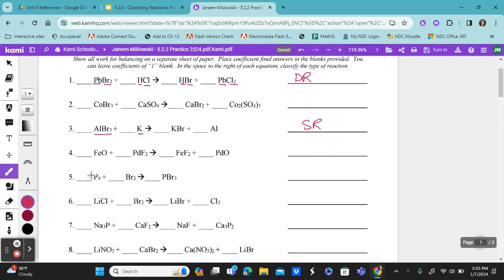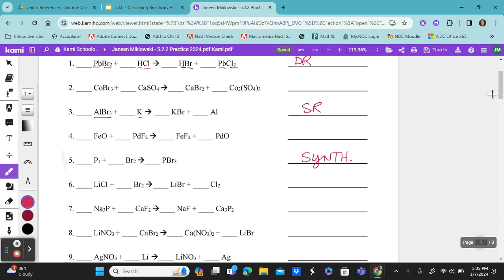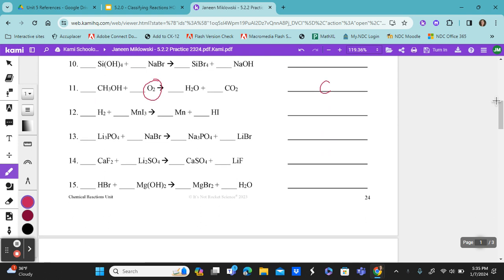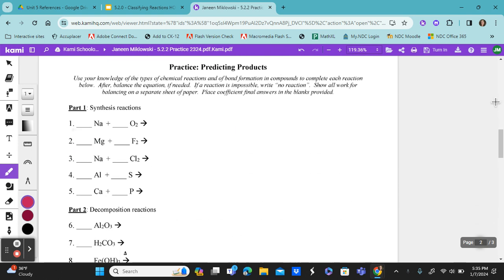And then here's an example, number 5, of a synthesis, because you're taking two things and making it into one. I don't think there's any decomposition in this set. So just by chance, there's no decomposition.